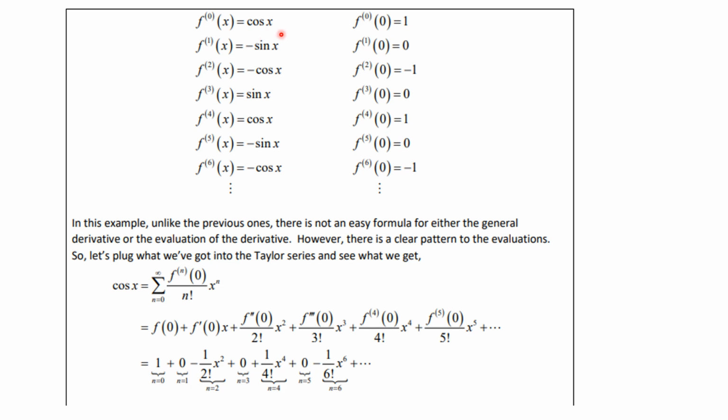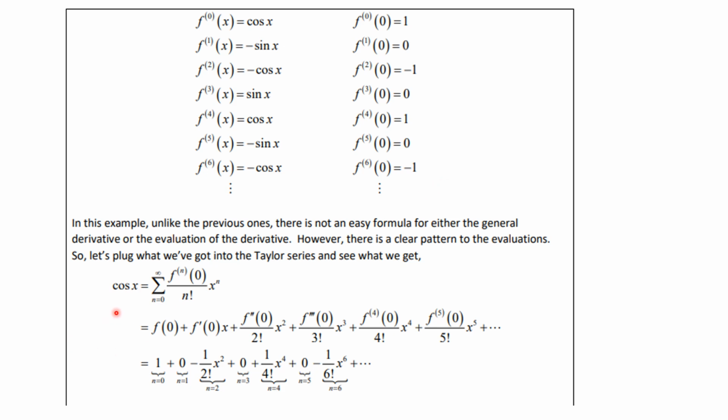So the first derivative isn't a derivative at all, and I'm expanding it about 0, so I get 1. But then the first derivative is minus sine, I get 0. The next derivative is minus cosine, I get minus 1, 0, 1, 0, minus 1, and so on. Now what that means is that only when the derivative is even do we get a 1. When it's odd, we get 0, and these alternate in signs. So this is positive, negative, positive, negative.